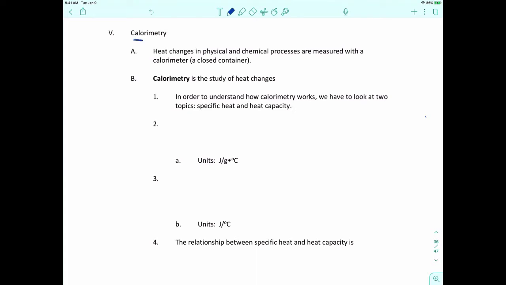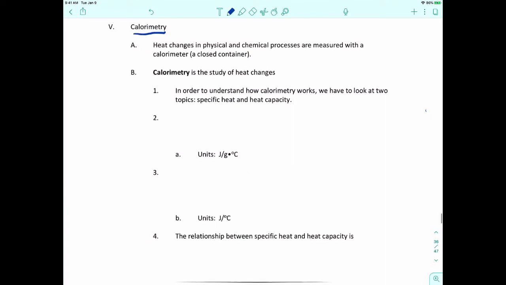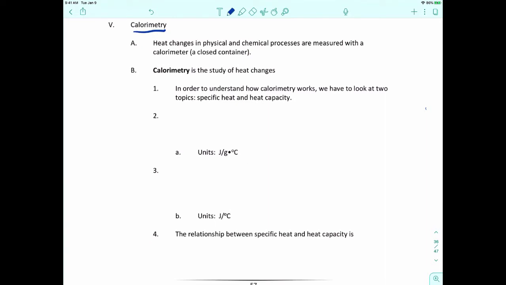Well, the study of measuring heat changes is called calorimetry, and that's how we're going to show how delta E, delta H, and heat are all related to each other. So calorimetry is the study of heat changes, and the instrument that we use to measure heat changes is called a calorimeter.